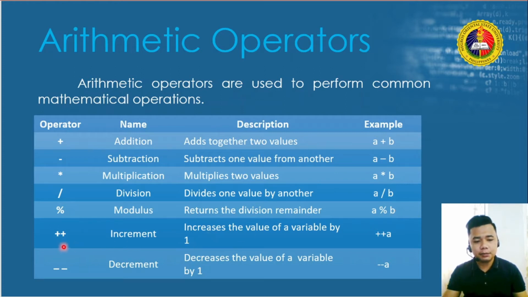And then we have plus plus, which means increment. It increases the value of the variable by 1. So for example, plus plus a. Let's say a is equal to 6. What would be plus plus a? That would be 7, because it increased the value of the variable by 1. And then we have two minus signs, which is decrement. It decreases the value of a variable by 1. Example, minus minus a, or decrement of a. Let's say a is equal to 5, then the decrement of a must be 4.